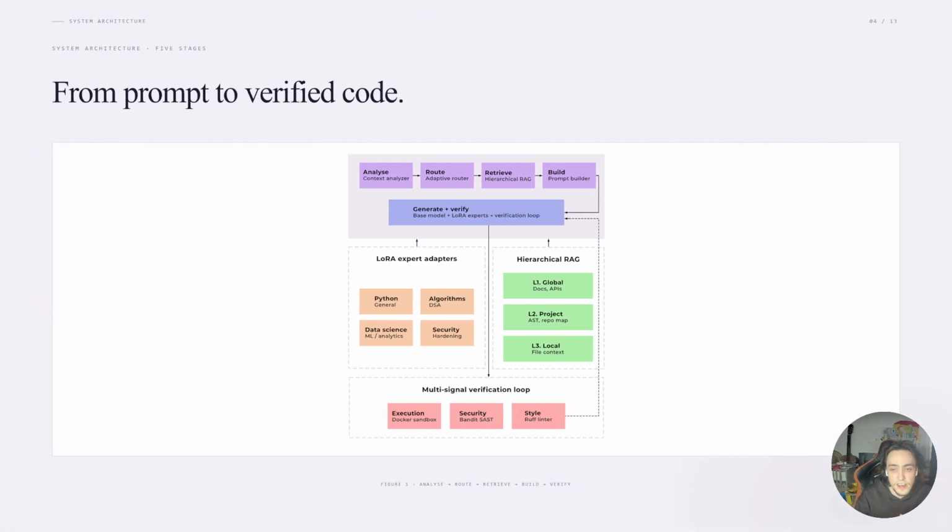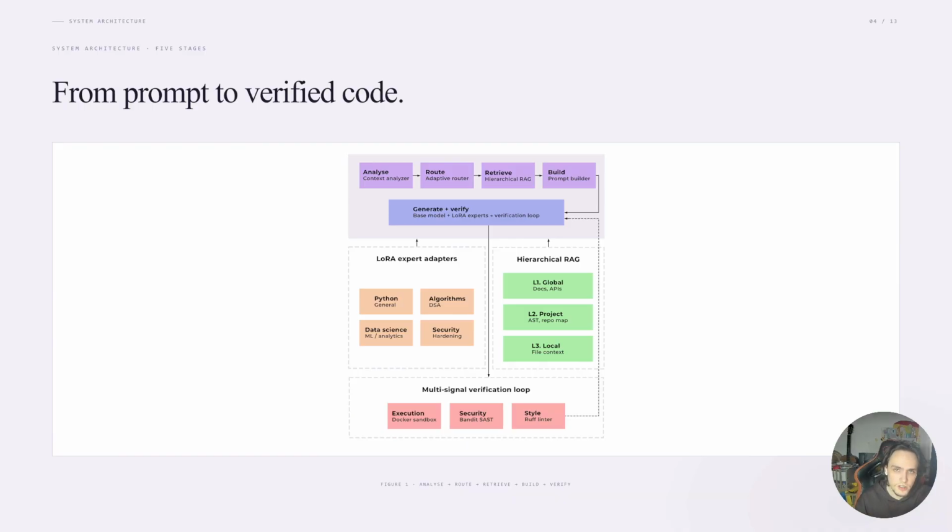MACE is a 5-stage pipeline. Think of it as an assembly line for code. The input is a natural language request. For example, write a function that returns the longest increasing subsequence in O(n log n) time. Stage 1, analyze. The context analyzer reads the request and produces a semantic vector. Stage 2, route. The vector is fed into a learned router that selects which LoRA experts to activate.